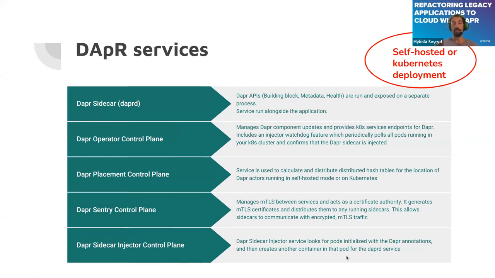And the last one, actually, the sidecar injector control plane. It scans for the Kubernetes deployments, checks for the specific annotation, and if yes, it creates another container in the pod. So Dapr runs aside your application in the same pod, if you're talking about Kubernetes.